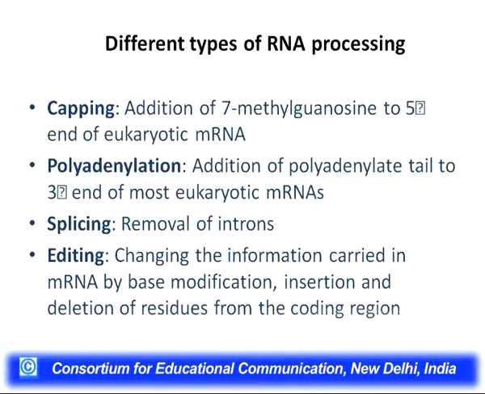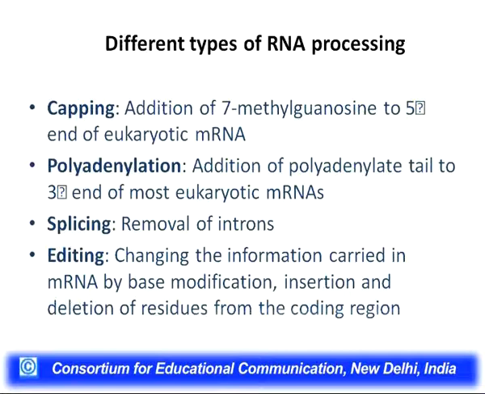The second modification which is prevalent in eukaryotic mRNA is polyadenylation. Polyadenylation is addition of a number of A residues to the 3' end of the eukaryotic mRNA. Again, this polyadenylation is not seen in prokaryotic mRNA.